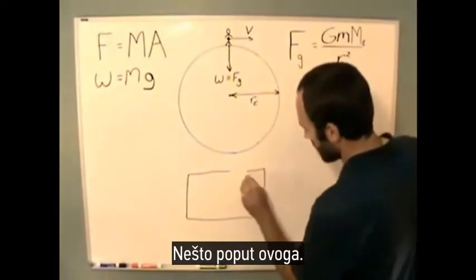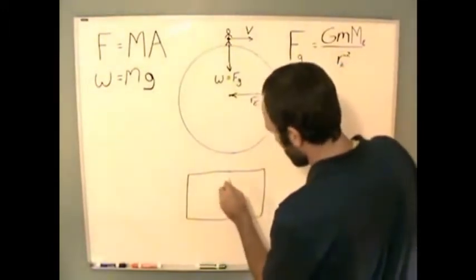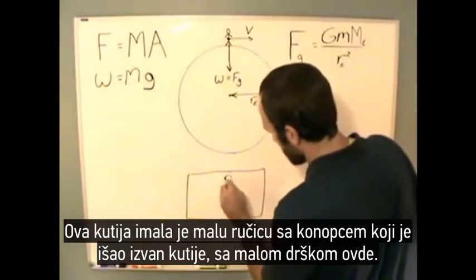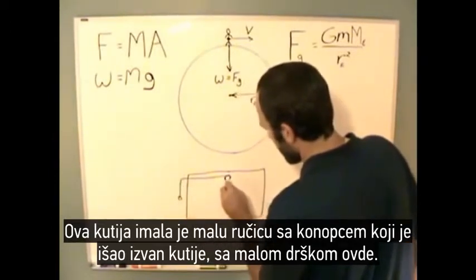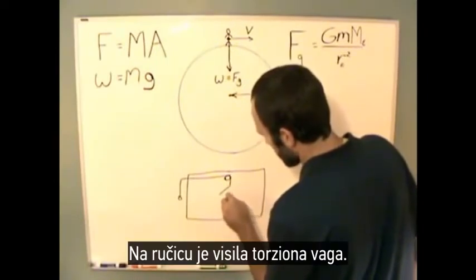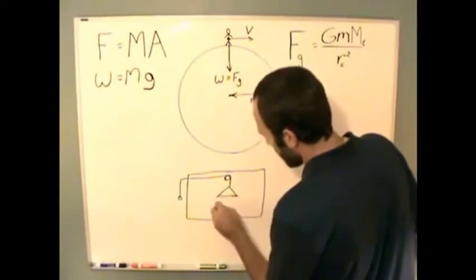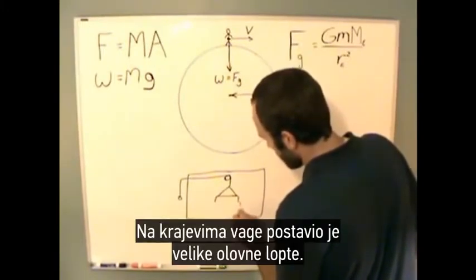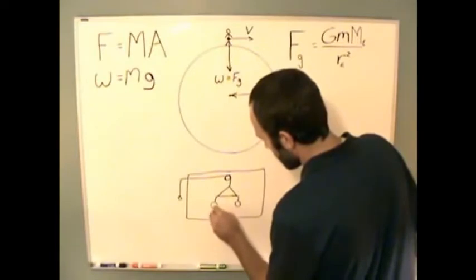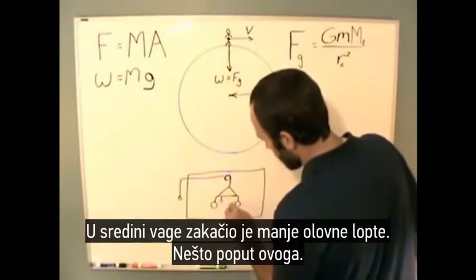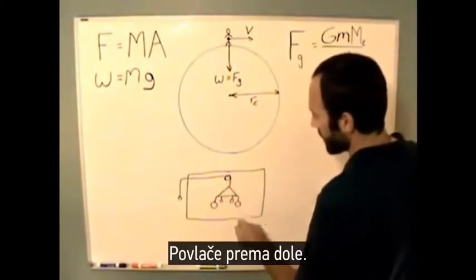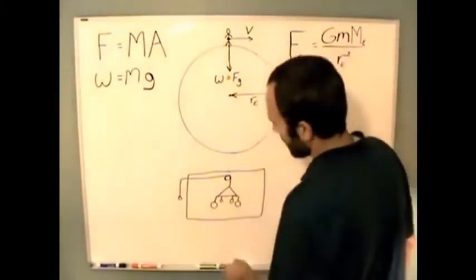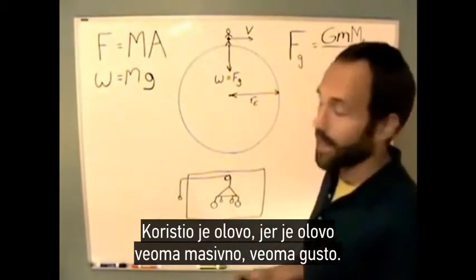Looks something like this. Okay, and in this box there was a pulley with a rope leading outside the box, something like that, a little handle on it. And what hung from it was this thing called a torsion rod. Looks something like this. And on the ends of the rod were these large lead balls, and on the inside were these smaller lead balls. Something like this. Pulley right here. And he used lead because it's very massive, it's very dense.